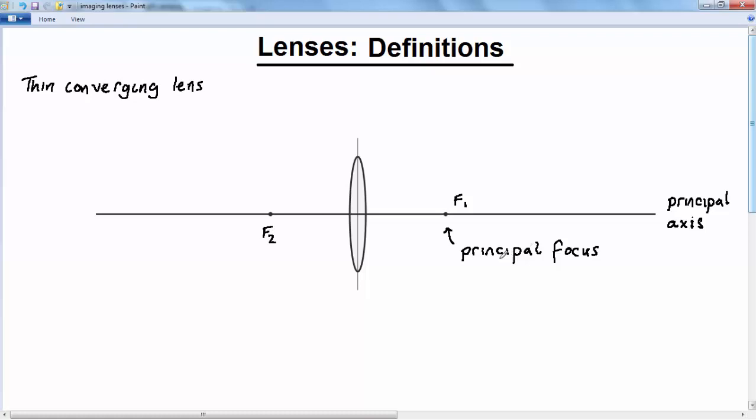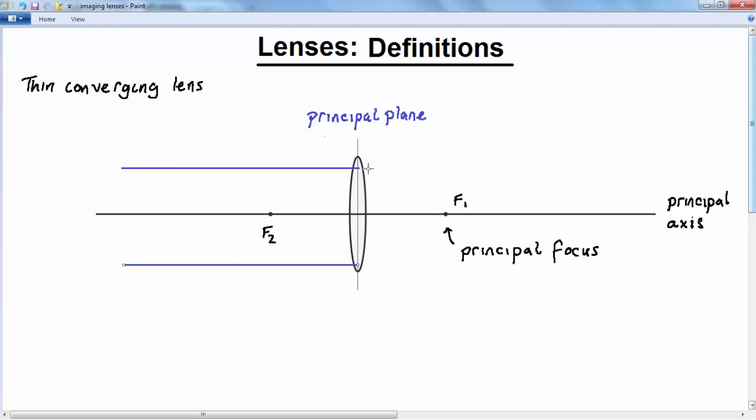And how do we determine this principal focus? Well, we can do this by taking two rays that come into the lens parallel to the optical axis. Okay, so we trace these rays up to the center of the thin lens. And the center of that thin lens is called the principal plane. Okay, so we've got one ray coming from above the axis and another ray from below the axis.